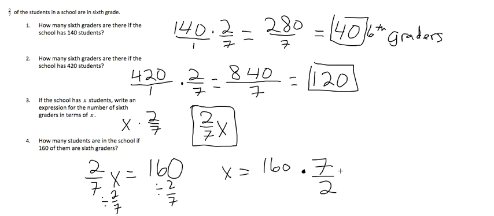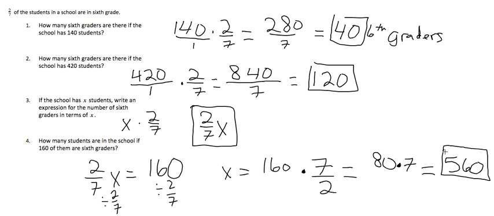In this case here, we end up getting 80 times 7. We just did 160 divided by 2, which is 80, and then 80 times 7 here, which is equal to 560. We have 560 total students in the school.